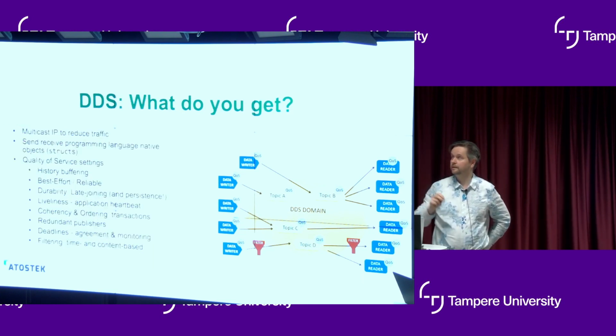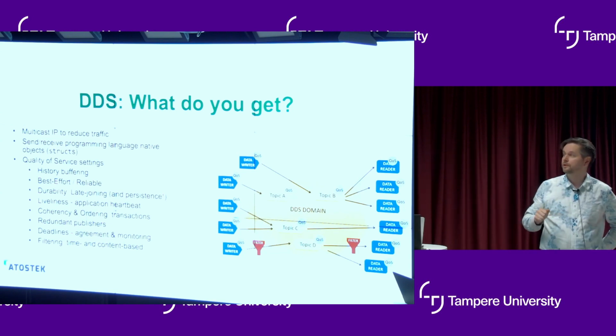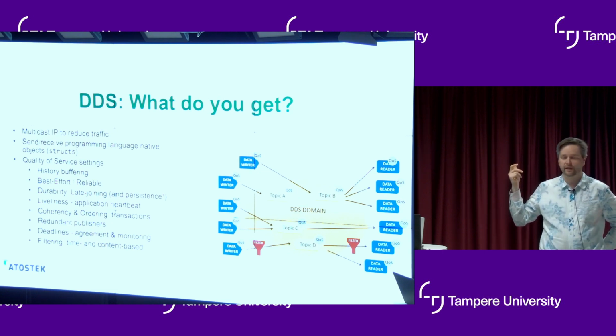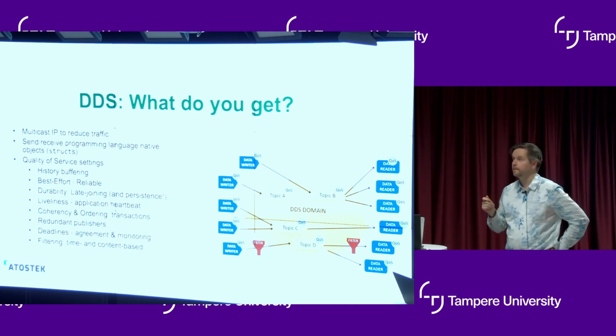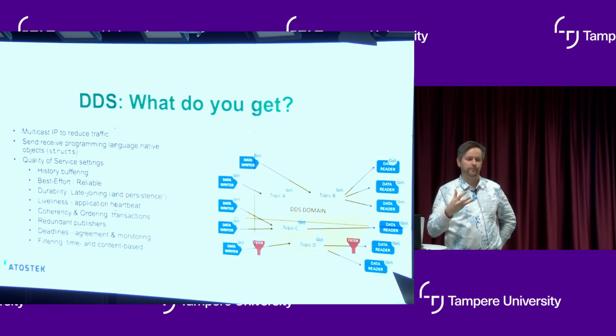So what do you get with DDS? This is just a summary of features. It can use multicast IP to reduce traffic. So if one writer is sending data to multiple subscribers, it needs to send the packet only once. You have the serialization. So from your programming language, you send and receive your native data objects, and you don't need to mess with any deserialization library. And really funky quality of service settings.